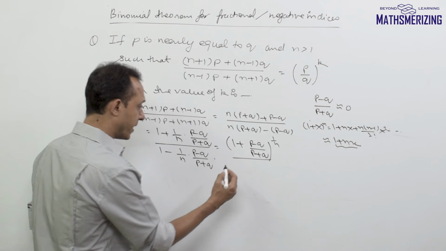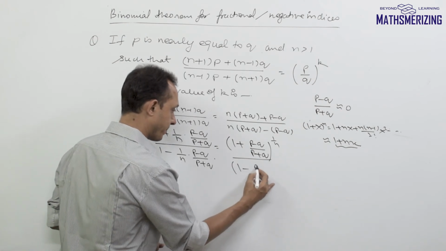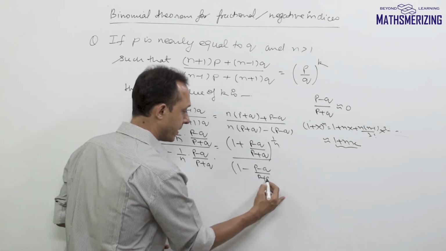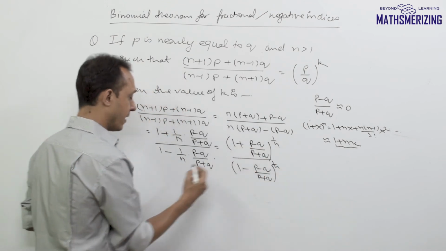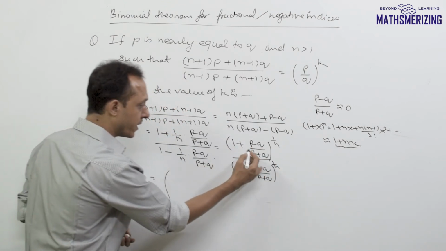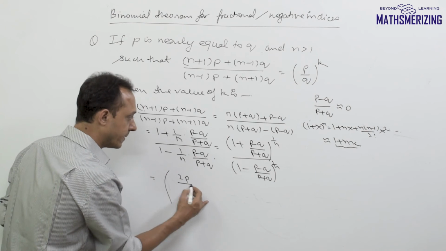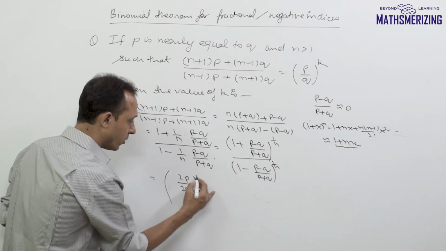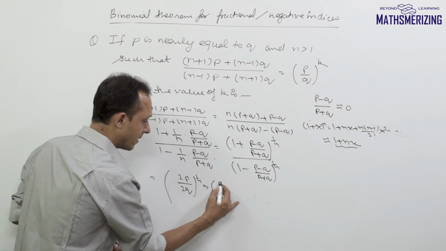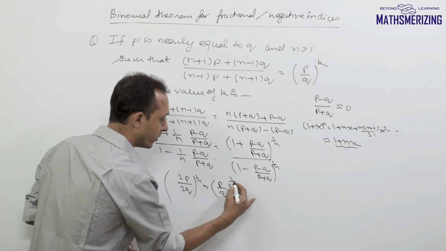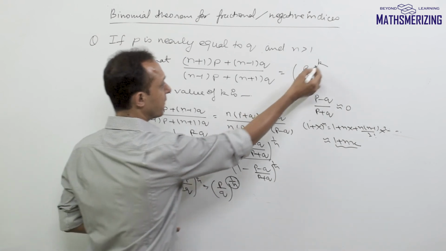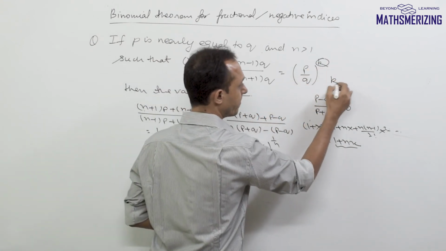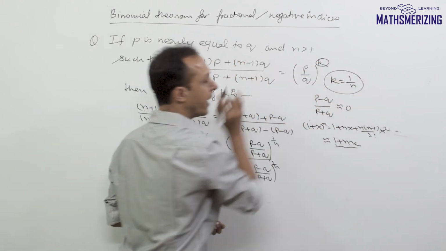And also in the denominator, I can write it as (1 - (p-q)/(p+q)) to the power 1/n. Now if I simplify, in the numerator I'll have 2p, and the p+q will get cancelled, and here I'll have 2q to the power 1/n. So it'll be (p/q) to the power 1/n. So the value of k should be 1/n.